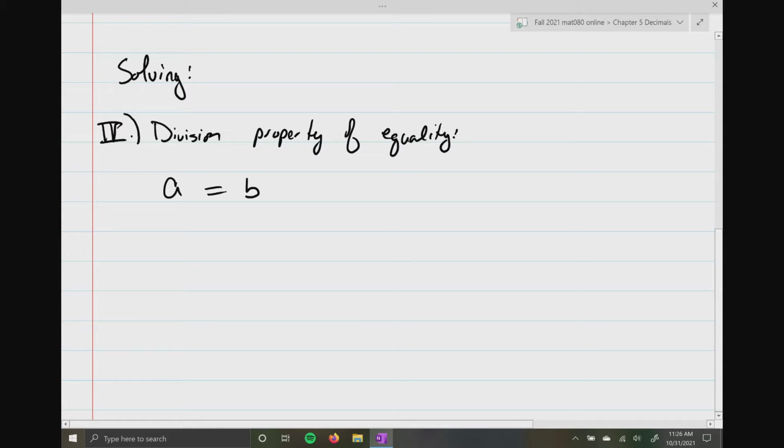the division property of equality. And what this one says is that you are allowed to divide both sides of the equation by any number you want as long as it's the same. However, there is one number you're not allowed to use, and that is when c equals 0. So we're not allowed to divide both sides by 0.